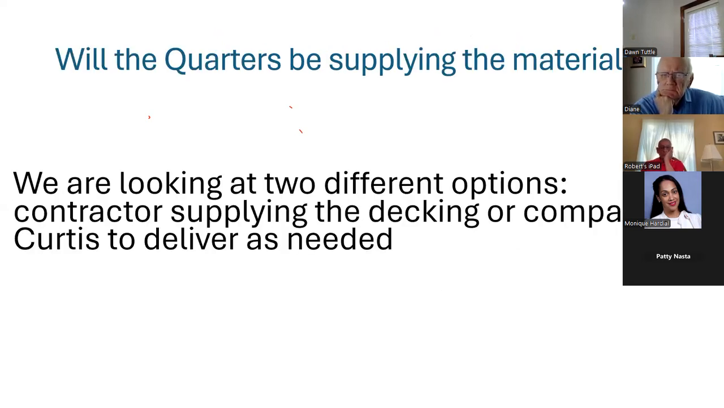Will the owners be supplying materials? We're looking into two different options. So either the contractor supplying the decking or a company like Curtis where they can deliver to us as needed. We're reviewing pricing to see which would be better for us.